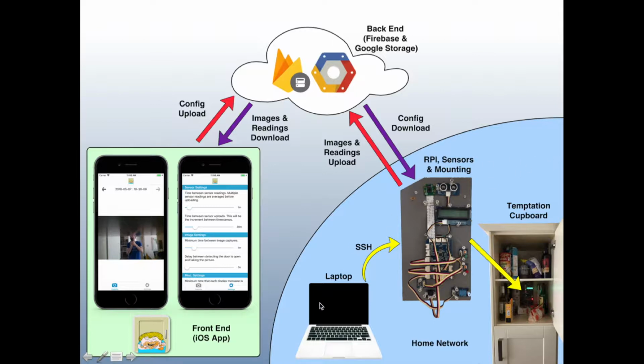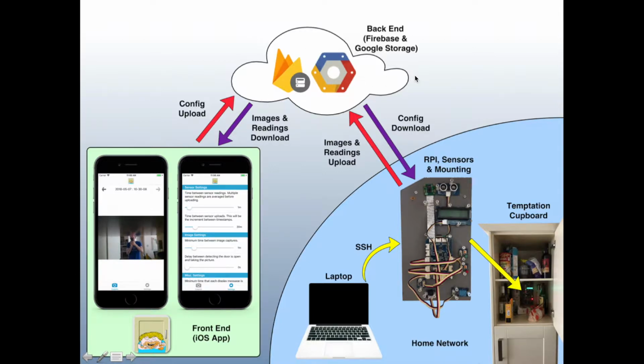All of this is within range of the home Wi-Fi network, so I'm free to SSH into the Raspberry Pi when it's up and running from my laptop. The Pi then communicates with the cloud. It downloads configuration settings and uploads images and readings, the readings being temperature and humidity from within the cupboard.